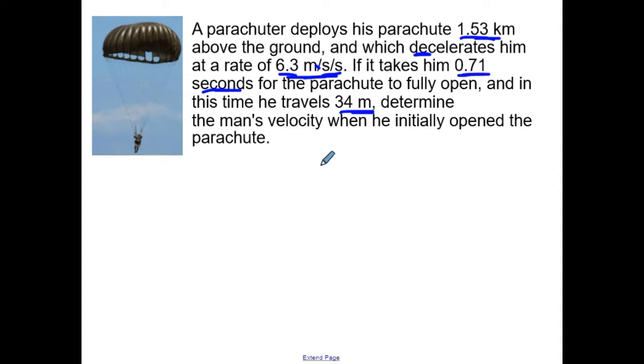As you read the scenario, it says, look, this guy is free falling downwards. And he's going to deploy his chute, and so his parachute's going to open a little bit more, a little bit more, a little bit more, until finally the parachute's all the way open, right? And once it's all the way open, that only took 0.71 seconds. Well, how far did he actually travel during the 0.71 seconds? That's the 34 meters. Not the 1.53 kilometers. That was a distractor. Who cares how high he is above the ground?